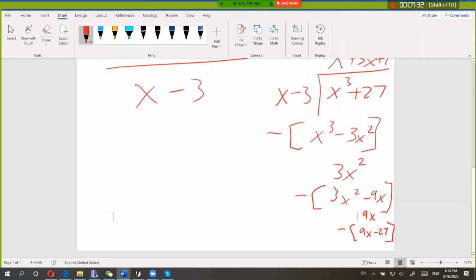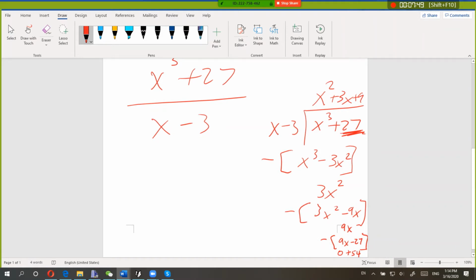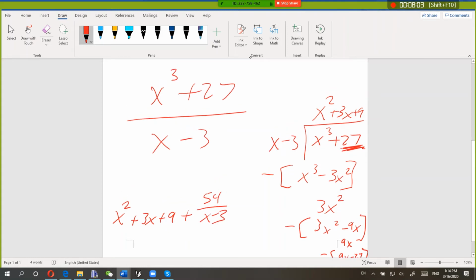If I do, this will be 9x minus 9x is 0. And then my 27 that I have on top minus negative 27 is a positive 54. So that's my remainder. So I'm left with x squared plus 3x plus 9 plus 54 over x minus 3 for my remainder. So I could say x cubed plus 27 over x minus 3 is the same thing as x squared plus 3x plus 9 plus 54 over x minus 3.